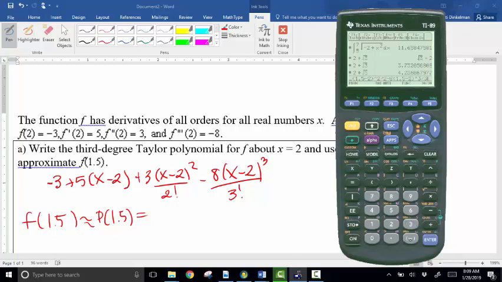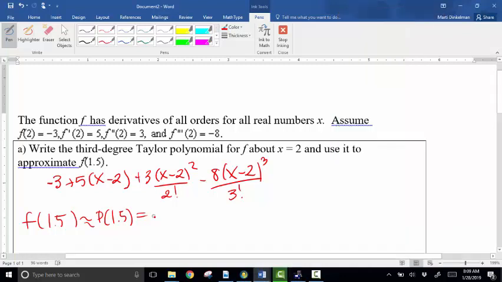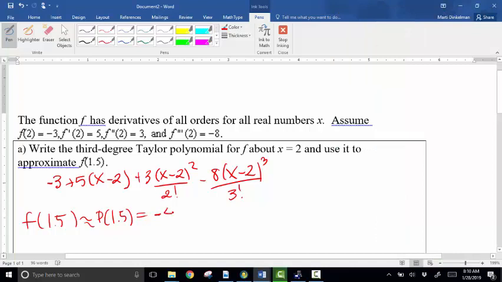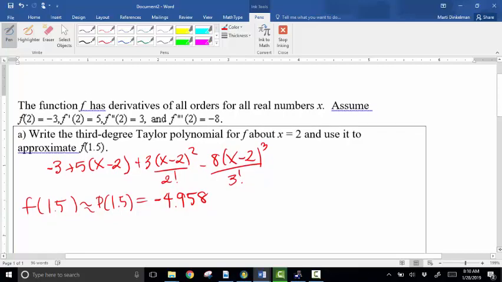All right, and I'm in auto, so I think it's going to give me the decimal, but if I have to hit the diamond enter, I can. So negative, back to here, oops, I better memorize that. -4.958. Okay, and I think that's it on part A.